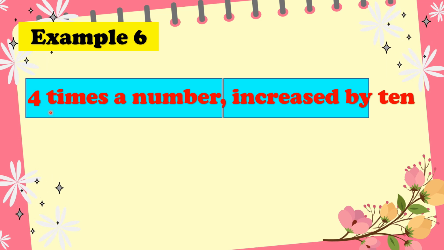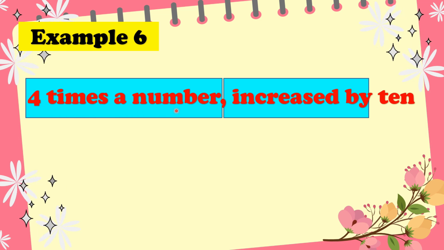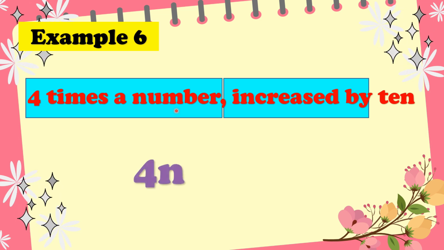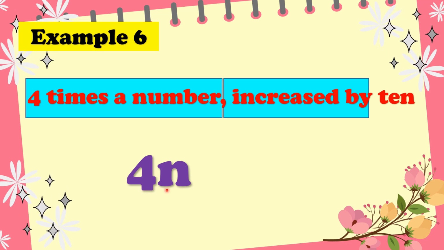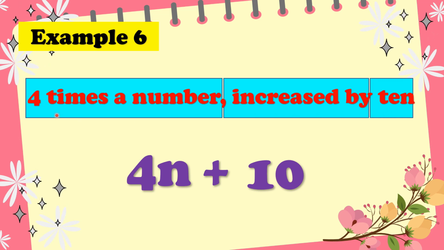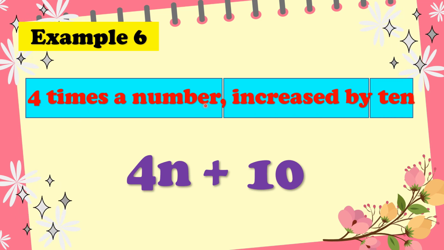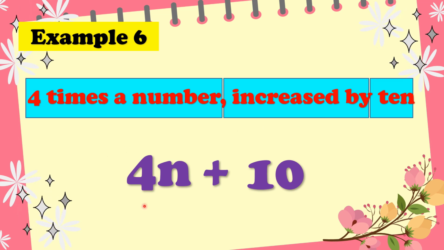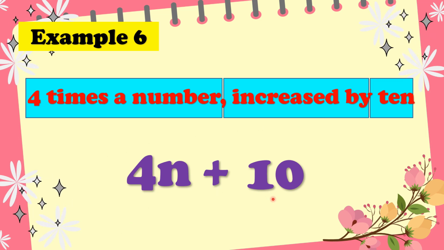I-translate muna natin yung una, si 4 times a number. Since known and unknown quantity, tandaan natin, multiplication is implied. So, pagka tinranslate natin, this is the same as 4n. And then, ano naman yung increase? That is addition. Nag-increase ng anong number? 10. So, when you translate 4 times a number, increased by 10, that is simply written as 4n plus 10.